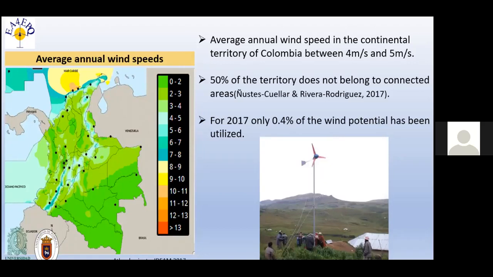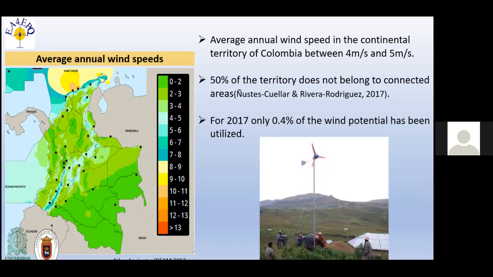The objective of this work is to try to impact the areas that do not belong to the interconnected zone, which in Colombia are about 50% of the territory. These areas are difficult to access. For that reason, the communities do not have access to many sources of electricity.